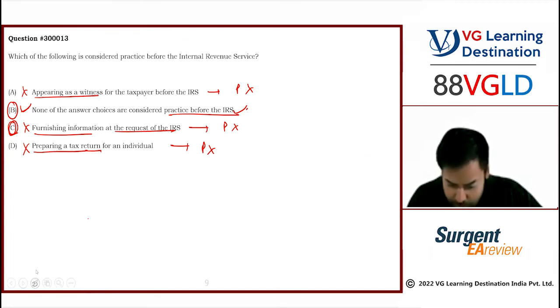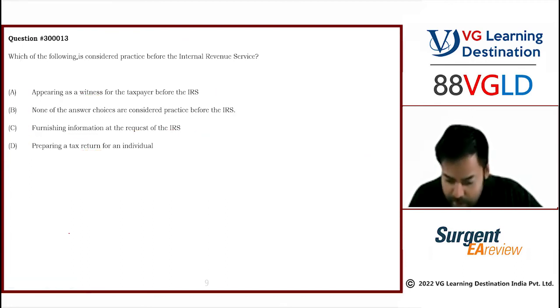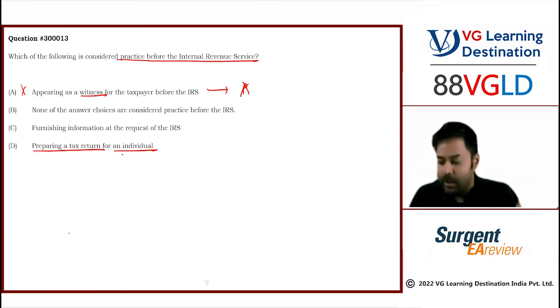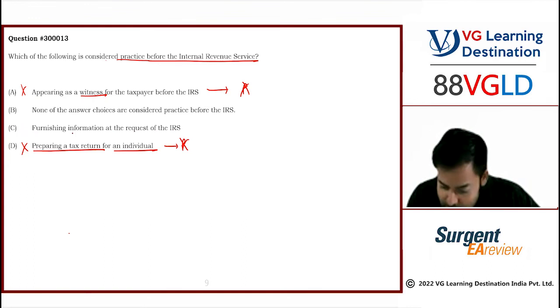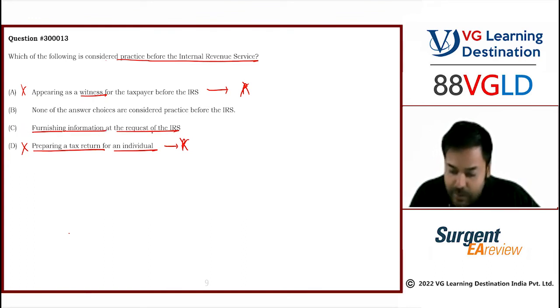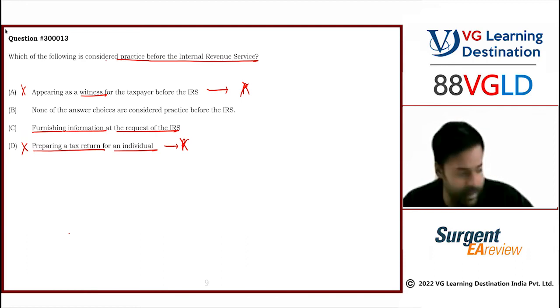Let me just do every point one by one, right? Which of the following is considered to be the practice before the IRS? So witness is definitely not the practice, so not the answer in this case. Okay, preparing the tax return is not the practice, so that means it is also out. Now this C point, furnishing information at the request of the IRS is correct, which you are saying is pretty much like the way we have done here.